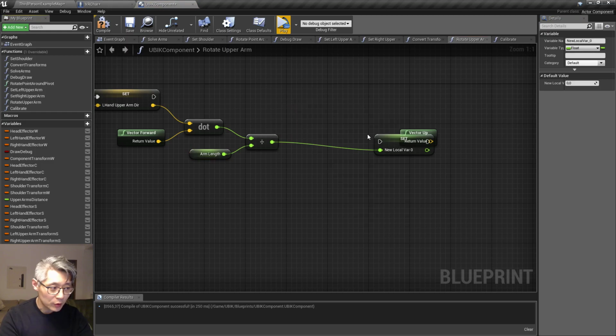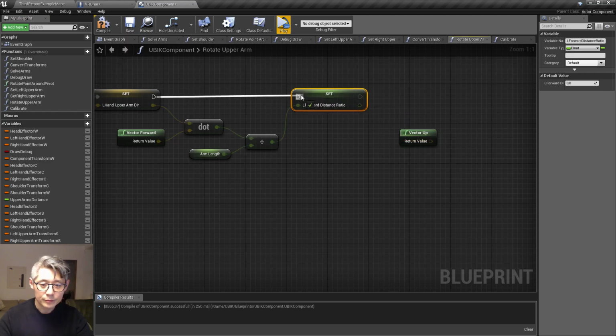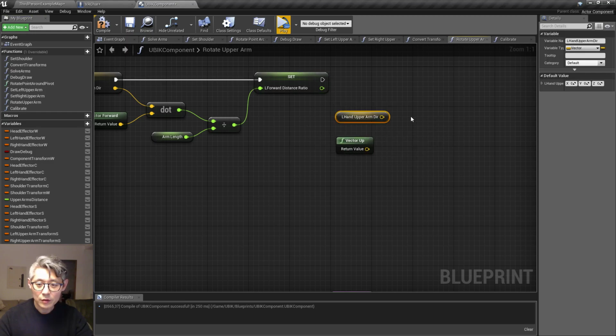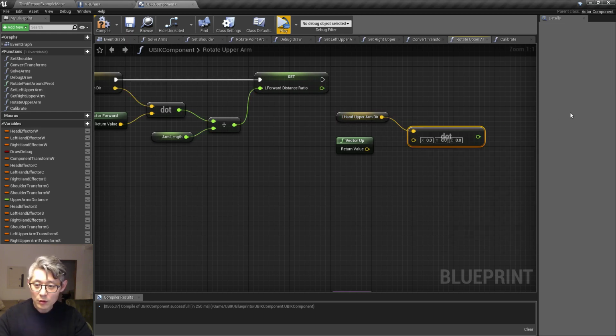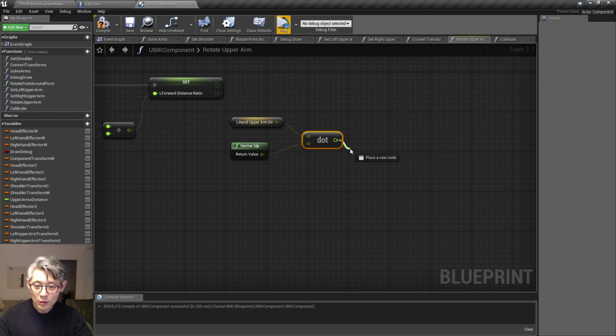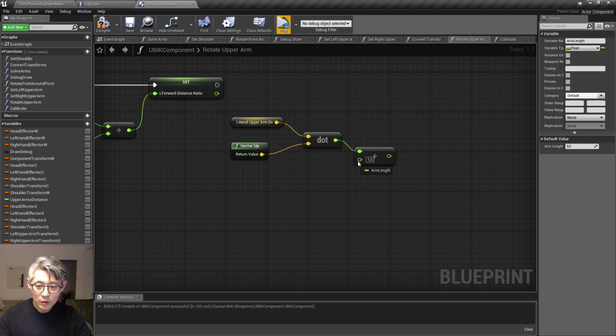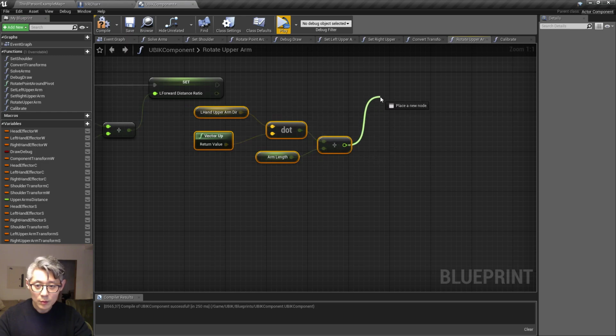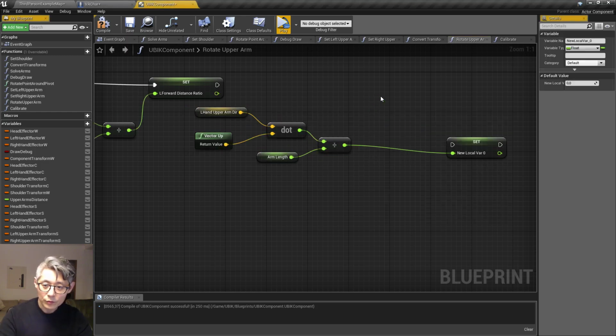Promote this to a variable, call this the forward distance ratio, and we do it similarly for the up vector. And call this the upward distance ratio.